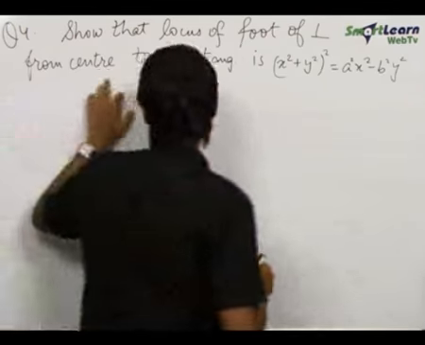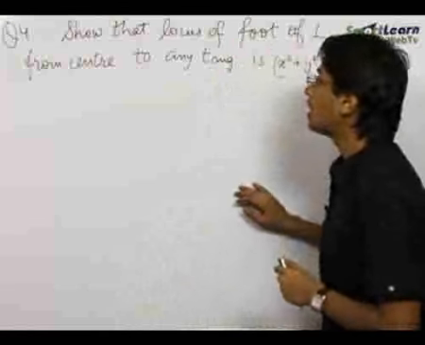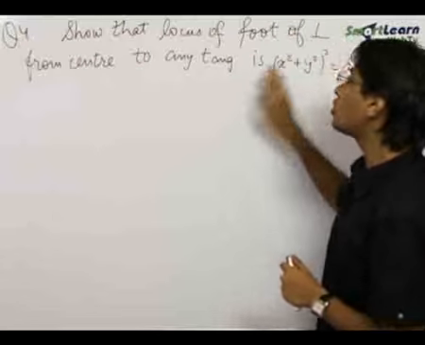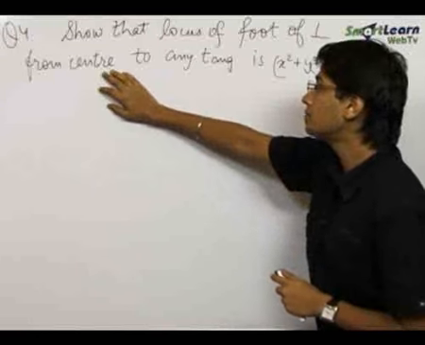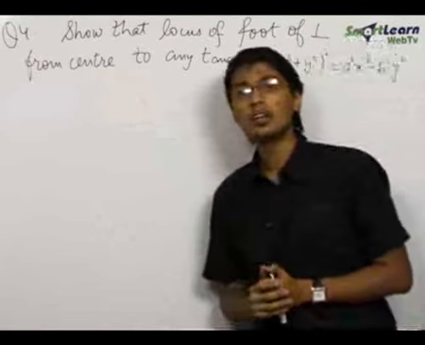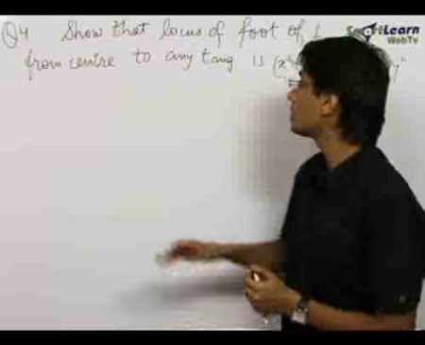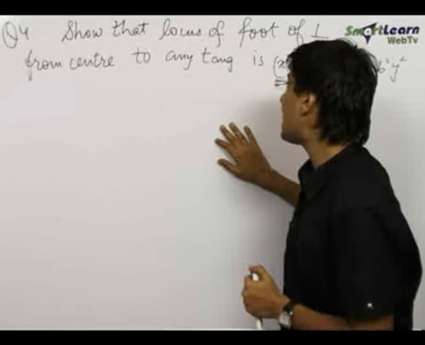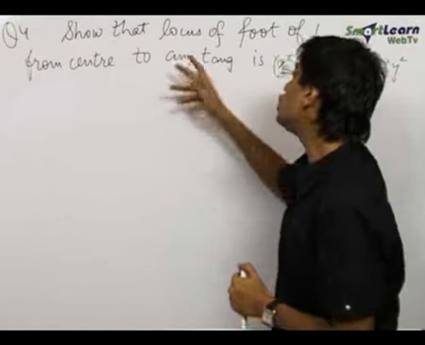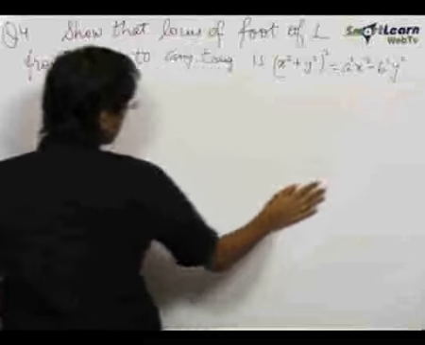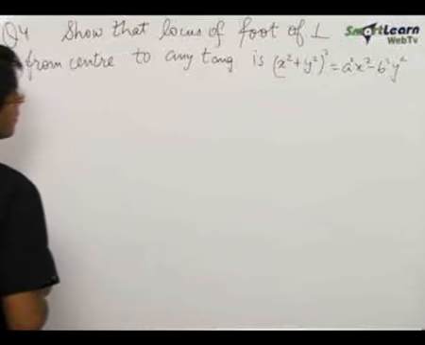Our next problem is a typical problem of locus. We need to find the locus of the foot of perpendicular from the center of the hyperbola x square by a square minus y square by b square is equal to 1 to any tangent made at any point on the hyperbola, and we need to prove that it is equal to (x square plus y square) whole square is equal to a square x square minus b square y square.